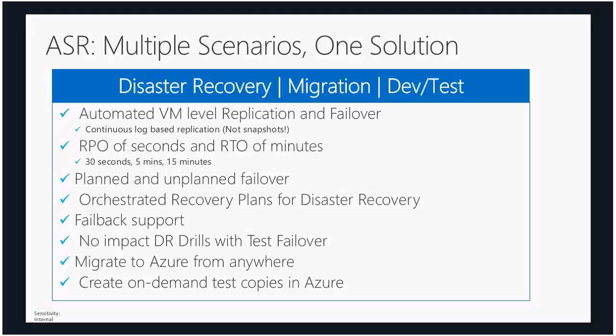What's also powerful about the ASR solution is that you can create on-demand copies of your production environment, and you can do this for testing. So think about the scenario where you need to roll out patches. Maybe it's the Windows patch level, maybe it's a new version of the app code, and you want to be confident before rolling something out into production.